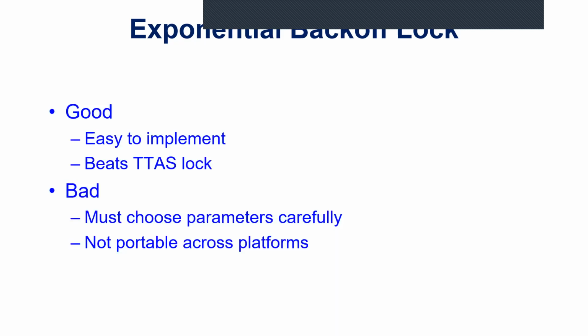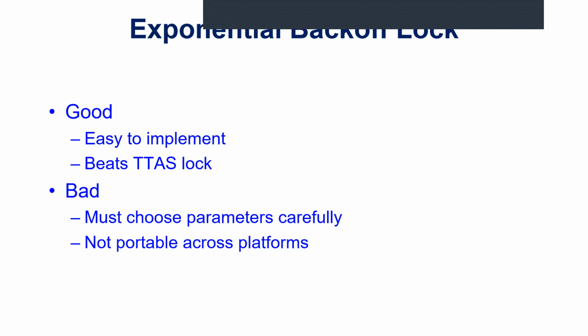Right. So when compared to the T-task lock, whatever contention there is, it is effectively handled in the exponential back off lock. So what is good in this? It is easy to implement, and it beats the performance of T-task lock when the contention is high. And what is bad about this particular lock, or what is the disadvantage of exponential back off? First, when it comes to the parameters, minimum delay and maximum delay, we must choose the parameters carefully.